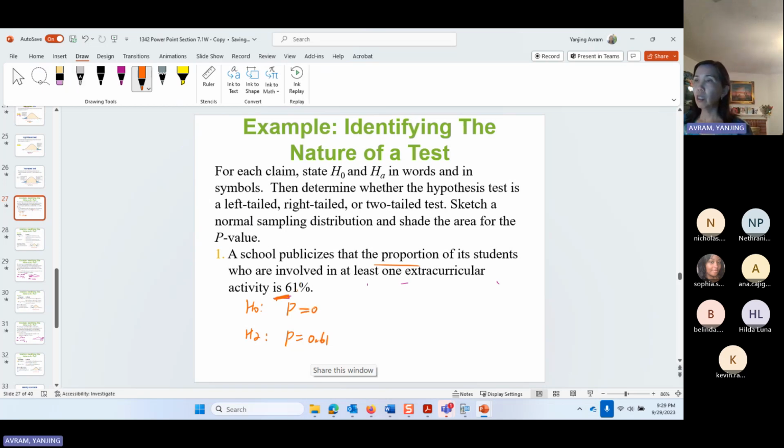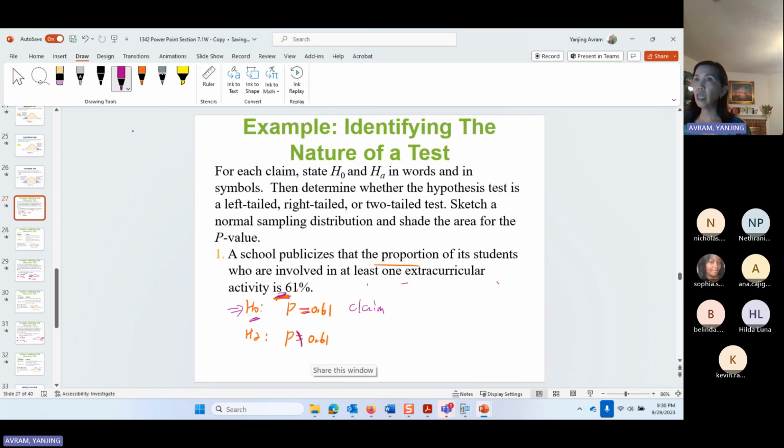P equal to 0.61 should go into the null hypothesis, because the null always has an equal sign. And then this one will be not equal, because this has an equal. The complement will be not equal, and this one is from the equation. So this is the claim. This claim has an equal sign, so your claim is in the null hypothesis.